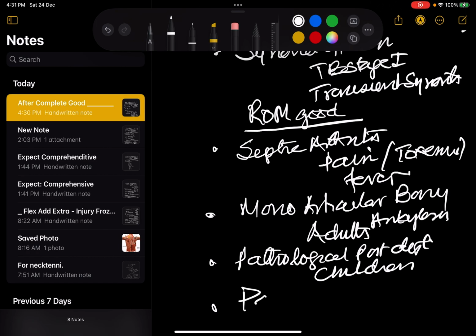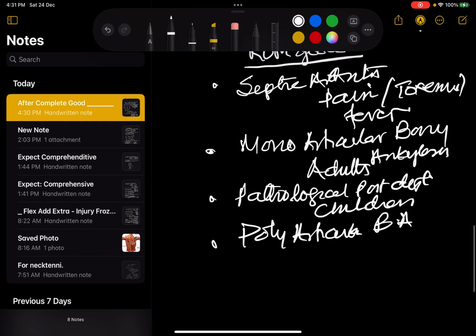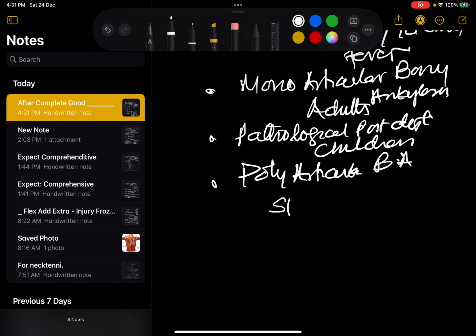If it is polyarticular bony ankylosis, then you should look for the spine and costovertebral joints of the ribs, and if they are involved, the diagnosis becomes ankylosing spondylitis.